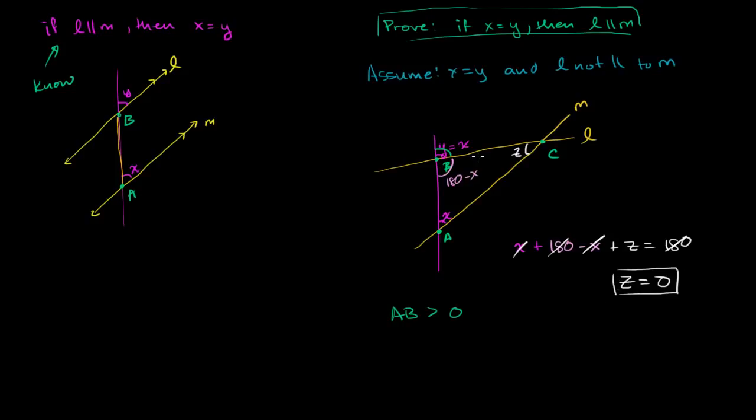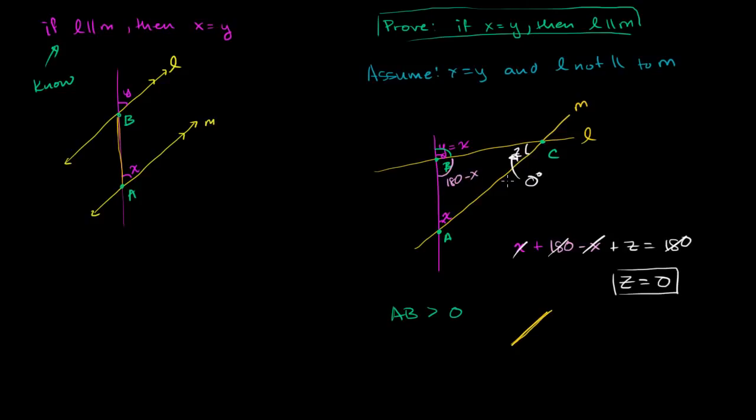So if we assume that x is equal to y, but L is not parallel to M, we get this weird situation where we form this triangle, and the angle at the intersection of those two lines that are definitely not parallel all of a sudden becomes 0 degrees. But that's completely nonsensical. If this was 0 degrees, that means that this triangle wouldn't open up at all, which means that the length of AB would have to be 0. You could call it maybe a degenerate triangle. It wouldn't even be a triangle. It would be a line. These two lines would have to be the same line.